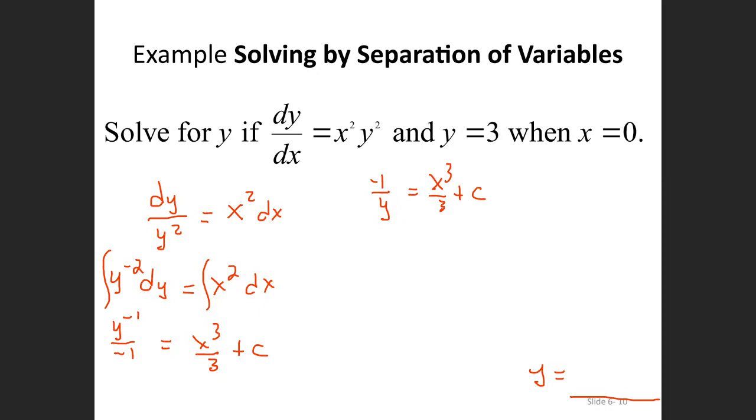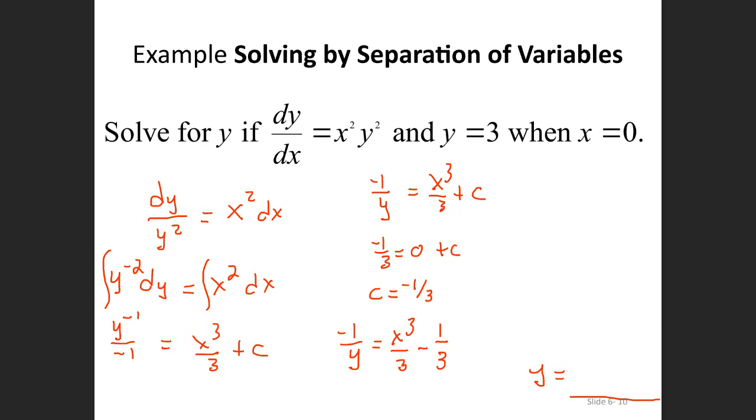This is not too bad, plugging the x and the y in. So my y value is 3, so that's going to be negative 1 over 3 is equal to, and my x value is 0, so that's 0 plus c. So my c value is negative 1/3. So my equation now is negative 1 over y is equal to x to the third over 3 minus 1/3.